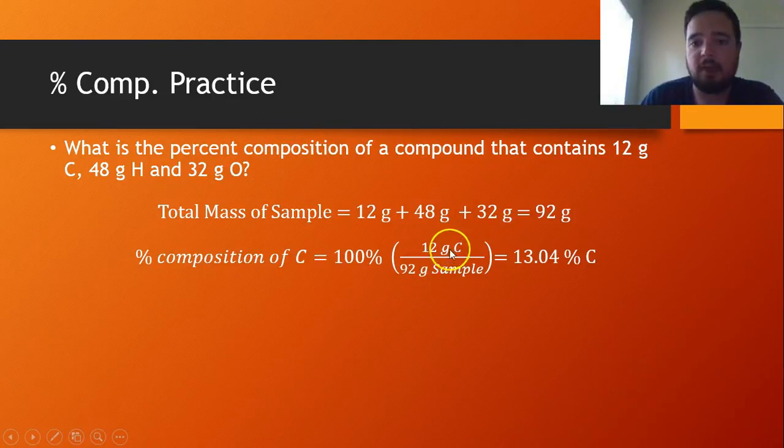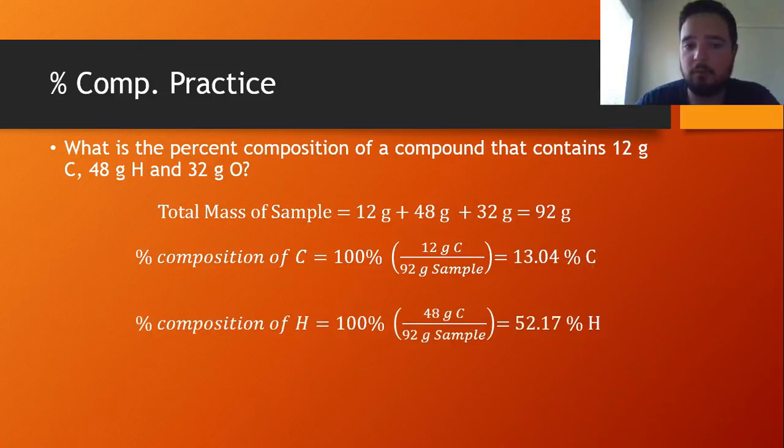So the thing is, these masses are going to cancel out. So I just want to figure out carbon. So I put the 12 grams of carbon, the part of the total mass I'm trying to figure out, and I divide it by the total mass of the sample that I calculated before, times 100%, and it turns out carbon makes up 13.04% of that.